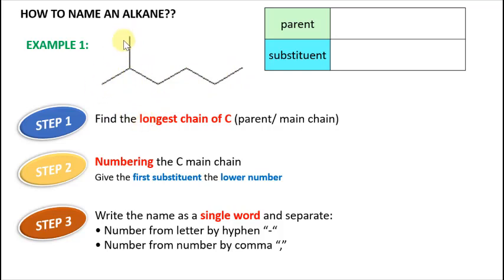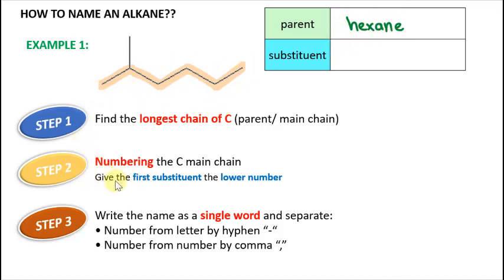Since these 2 carbons are symmetrical to each other, it doesn't matter if we choose this root or this root. Okay, so let's say I'll choose this root as my longest carbon chain. Alright, since it got 6 carbons, the parent name is going to be hexane. Hex because it got 6 carbons, and ane because it comes from the alkane family.